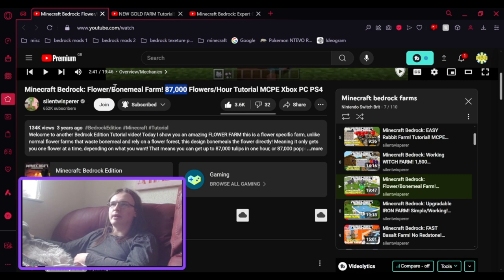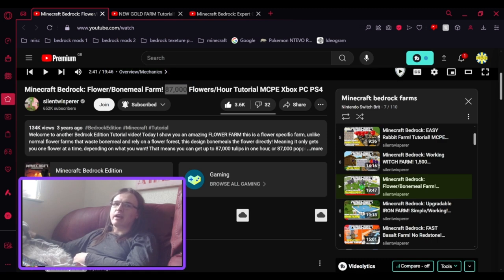I built this in my previous live stream. This can produce 87,000 flowers an hour. Now, I may have overestimated it with this one a little bit because I don't know what the average is, but I just basically was assuming that each bone meal produces a maximum amount of flowers, which is 14.